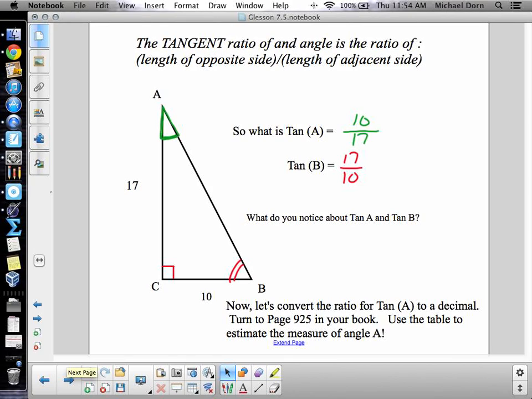Now, how is that useful for us? Well, let's take a look at this. Let's go ahead and decimalize the tangent of angle A. If we do that, 10 divided by 17, whoops, no. There we go. We get about 0.5882.